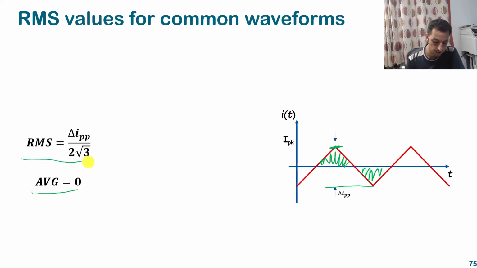The RMS value will have this value, which is delta I peak to peak, or the ripple as we sometimes call it, divided by 2 square root of 3. You can memorize this one, because we are going to use it later. So I peak to peak divided by 2 square root of 3 is for the triangular waveform.